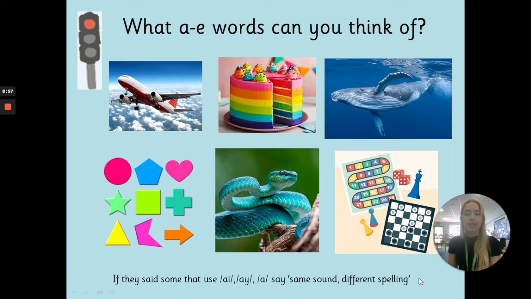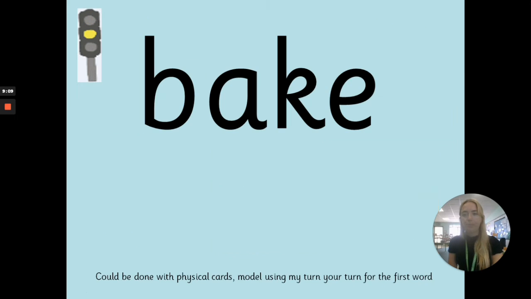And there's a note here that Hannah left on her smart. It says if they said some that use alternative sounds, so AI, AY, A, then just say same sound but different spelling, just to keep the children's enthusiasm up. And then you would move on to modelling reading.